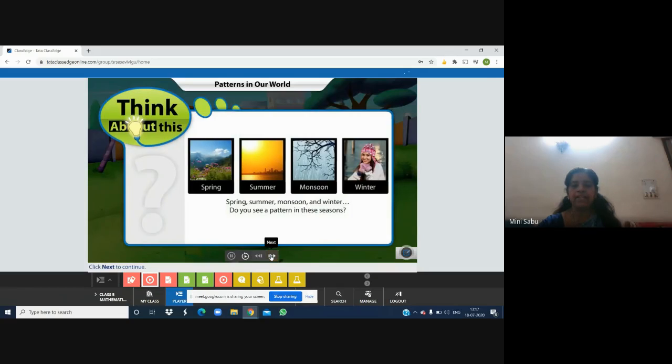Okay, children, patterns are all around us in every season. This says spring, summer, monsoon, winter. In all the seasons, you can see different types of patterns.